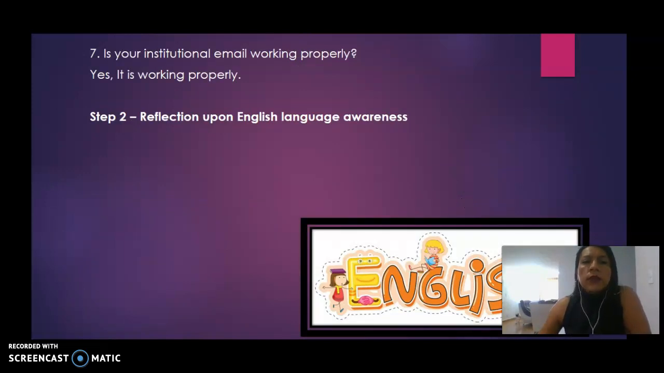Is your institutional email working properly? Yes, it is working properly.